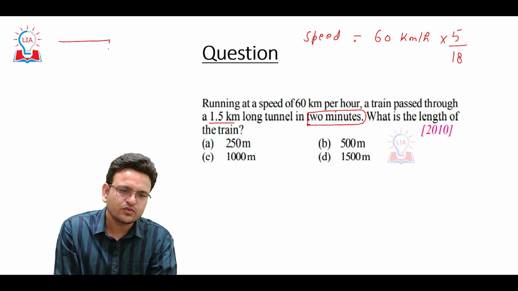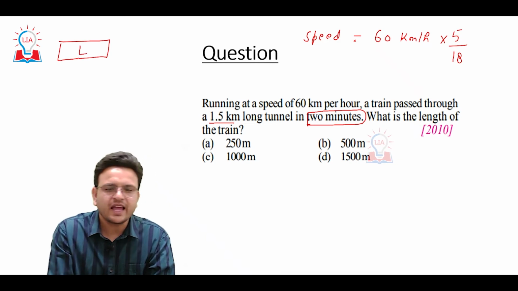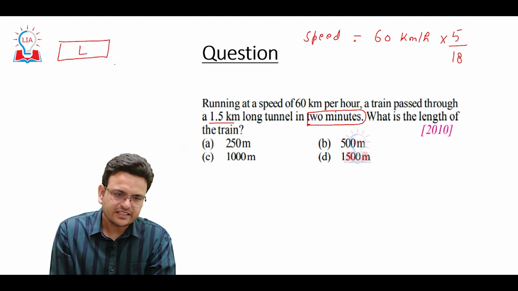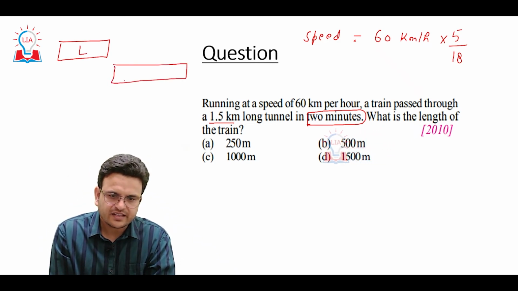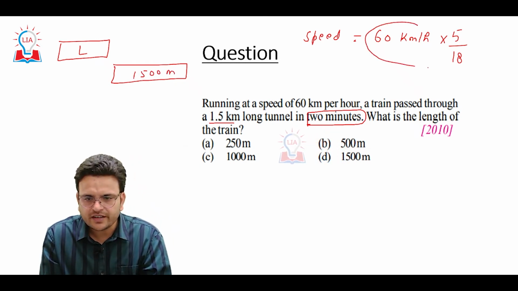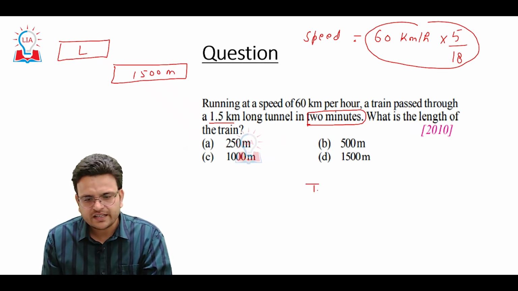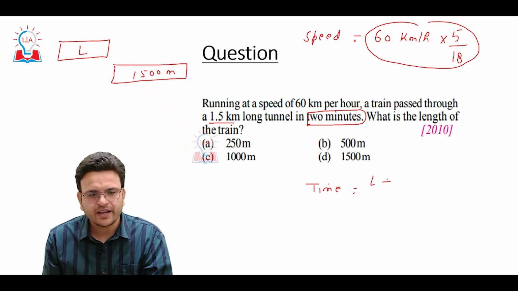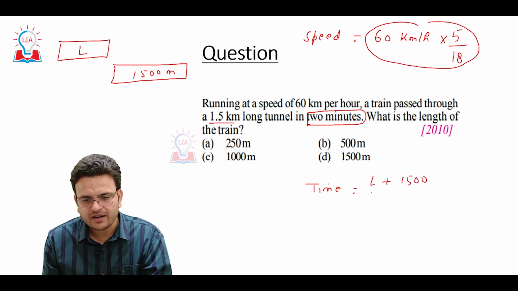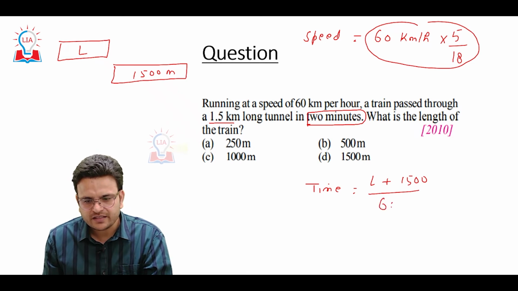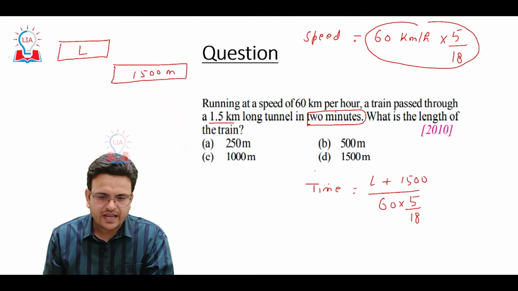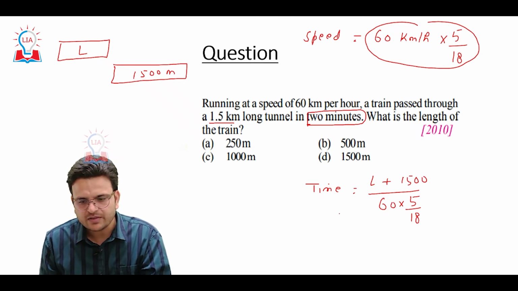So we can assume the length of the train is L, and there is a tunnel whose length is 1500 meter. Speed of the train is this. Time taken is 2 minutes. So we can say that time equals length of train plus length of tunnel, upon the speed. Speed is 60 into 5 upon 18. Here time will be 2 minutes.